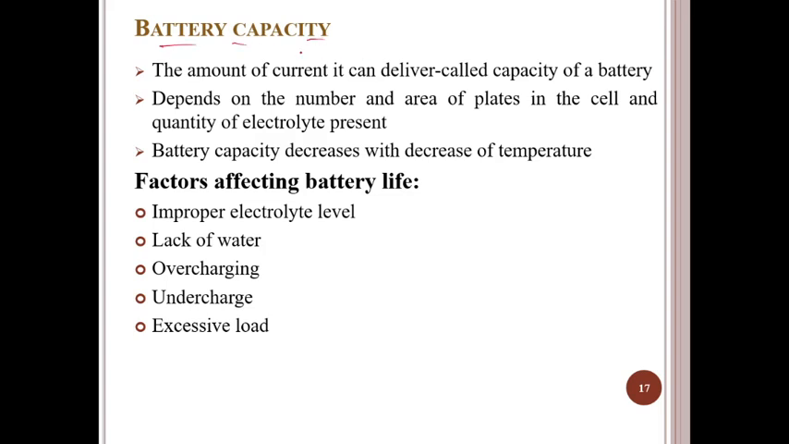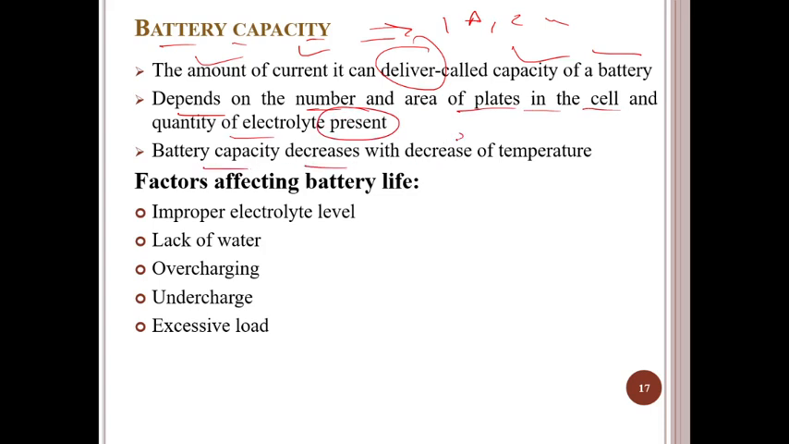Another topic is the battery capacity. The amount of current it can deliver is called the capacity of a battery. How much current will be delivered: 1 ampere, 2 ampere or 5 ampere, like that. It depends upon the number and area of the plates in a cell and the quantity of electrolyte present. On these parameters we decide the capacity of the battery.